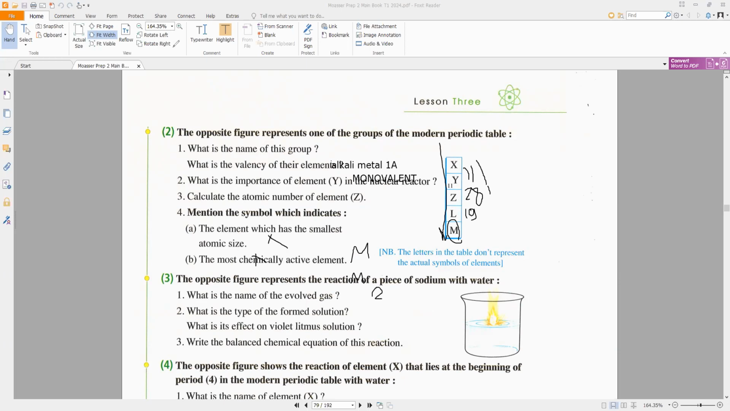This is all for today. In the next session we will start the fourth lesson. It's about water.